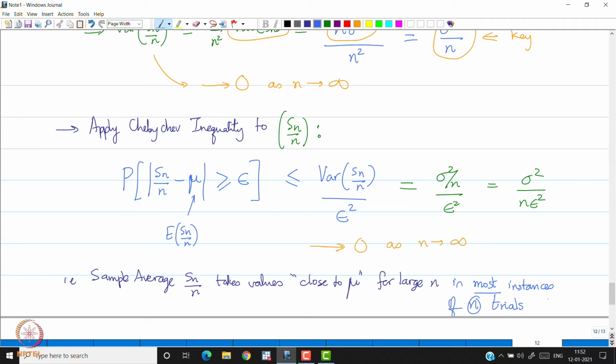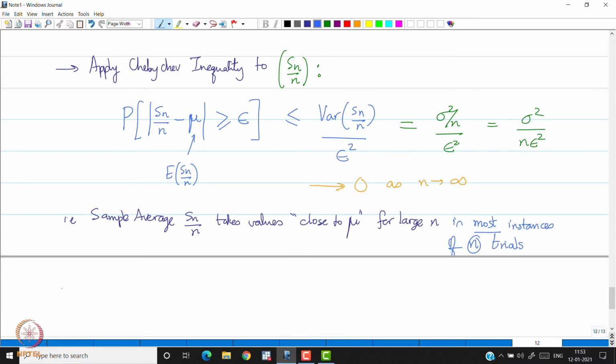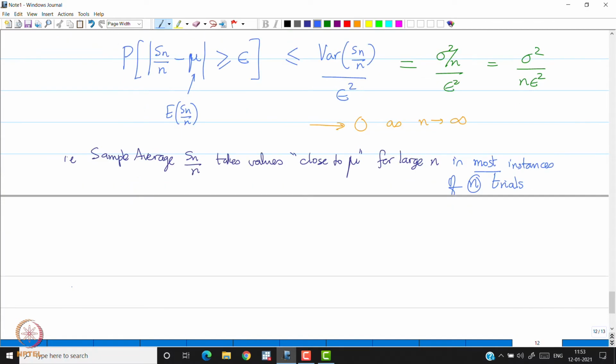But basically Sn by n is expected to take values close to mu for large n, and as you keep increasing n, this fact will become more and more clear. So this is the justification for using the sample average as an estimate of mu, as a good estimate.